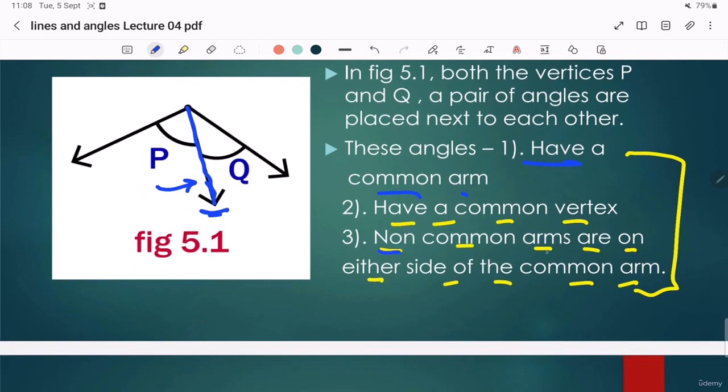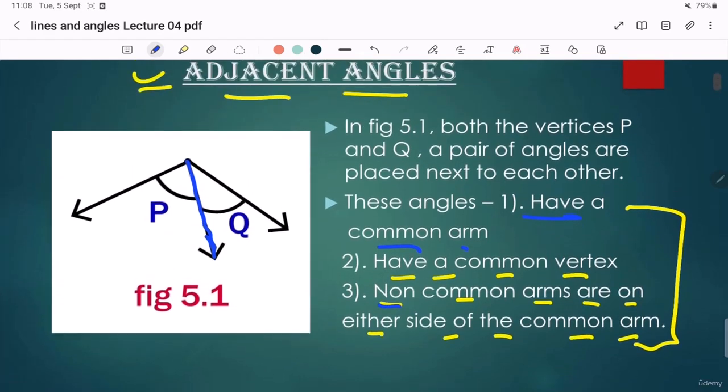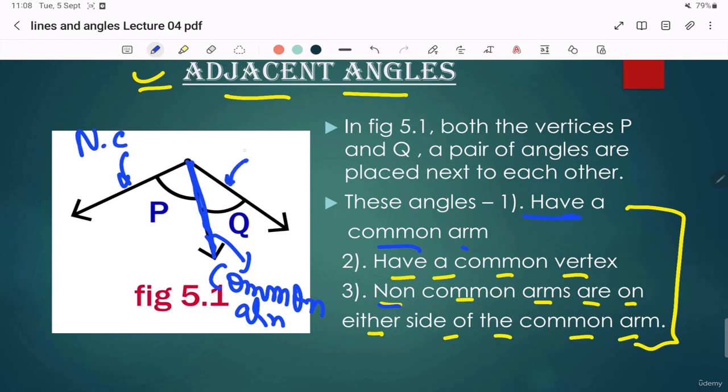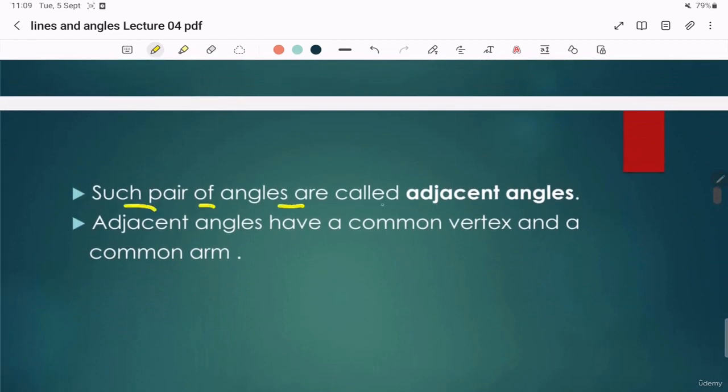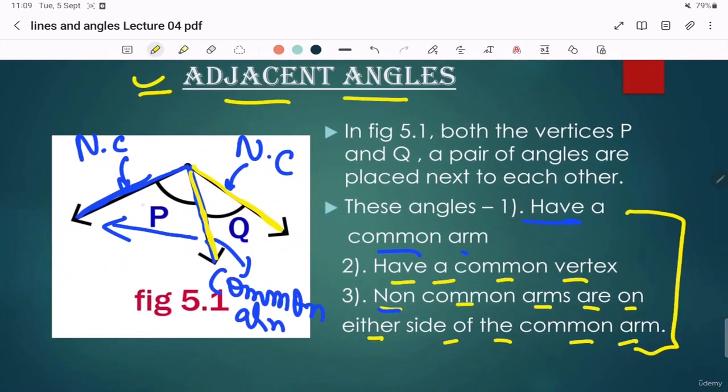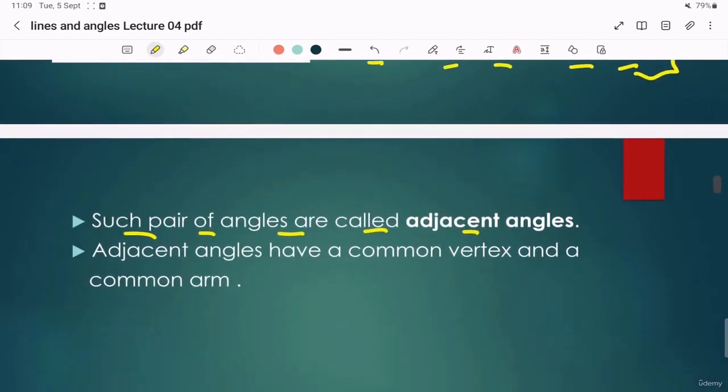Now, the third condition is non-common arms are on either side of the common arm. As you can see, this is the common arm. And this is non-common arm. Let's say NC. And this is also NC. NC means non-common arm. This non-common arm is on this side of this common arm, and this non-common arm is on this side of this common arm. So non-common arms should be on both sides of the common arm. Such a pair of angles are called adjacent angles. As these two angles are fulfilling three conditions, therefore these are adjacent angles. And we have seen adjacent angles have a common vertex and a common arm.